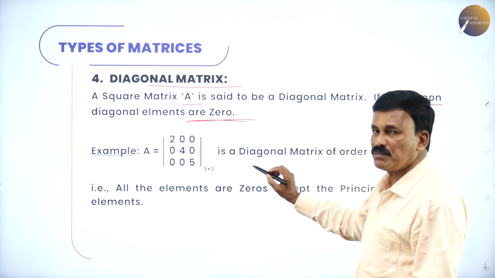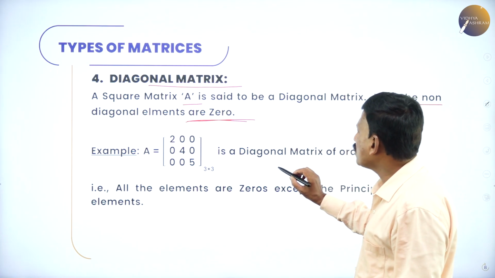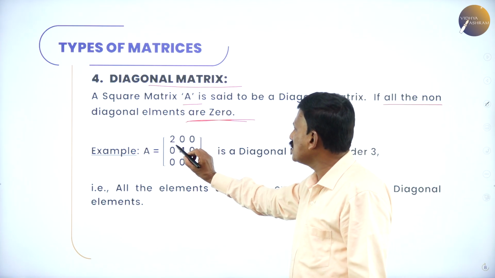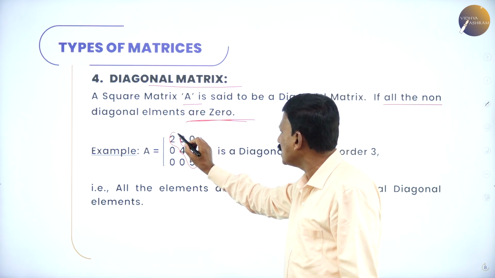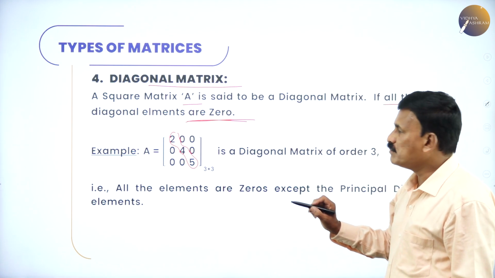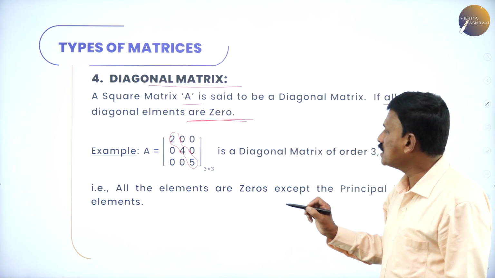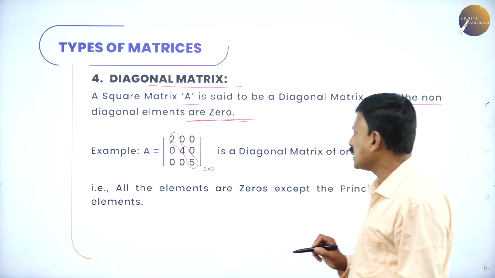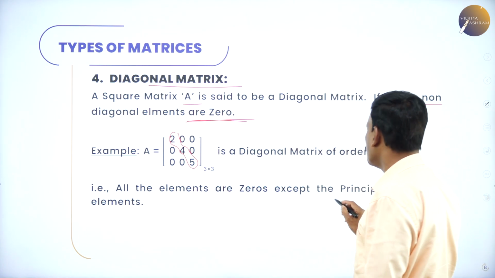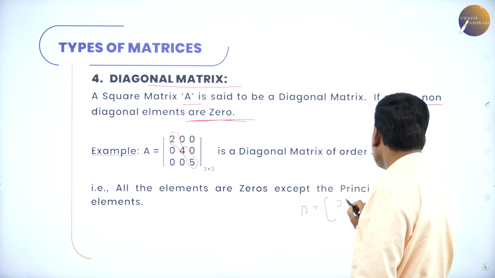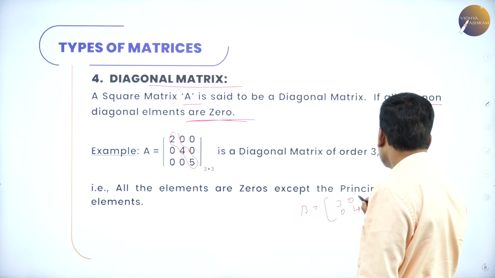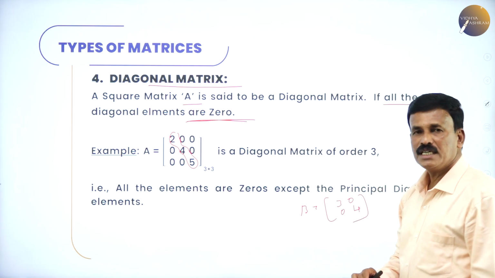It is a square matrix in which all the non-diagonal elements are zeros. See, these are the diagonal elements. That is 2, 4, 5 are the diagonal elements and other elements are zeros. This is an example for a diagonal matrix. If I consider one more example for a diagonal matrix, B is equal to 3, 0, 0, 4. This is also an example for a diagonal matrix.